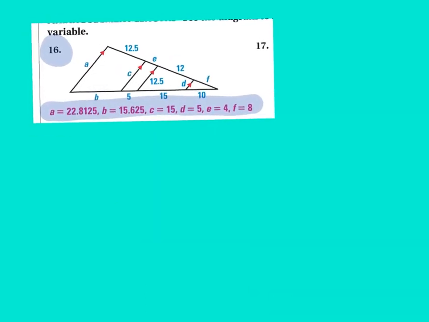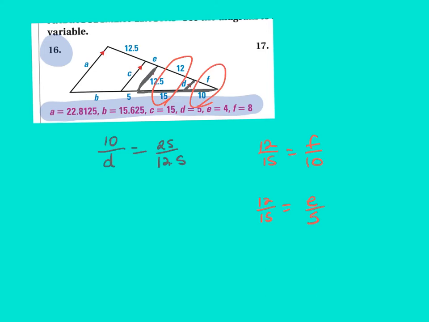Okay, so in this one, 10 to D would equal this whole side to this bottom side. So now you have to chunk it up as though it's a triangle. You could do it that way, which would be 25 to 12.5. Or you could go top to bottom and top to bottom. 12 to 15 would equal F to 10. So you could do it either way. If you go top to bottom, you can continue and do 12 to 15 would equal E to 5. And you could do 12 to 15 would equal 12.5 to C. So you could do either way for the ones on the outside of your triangle.